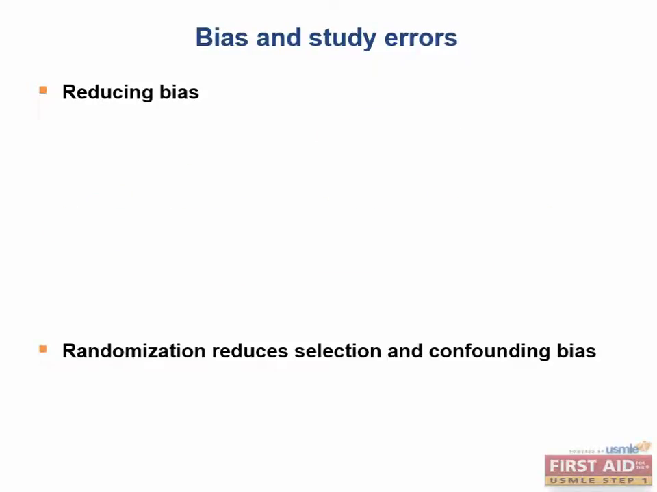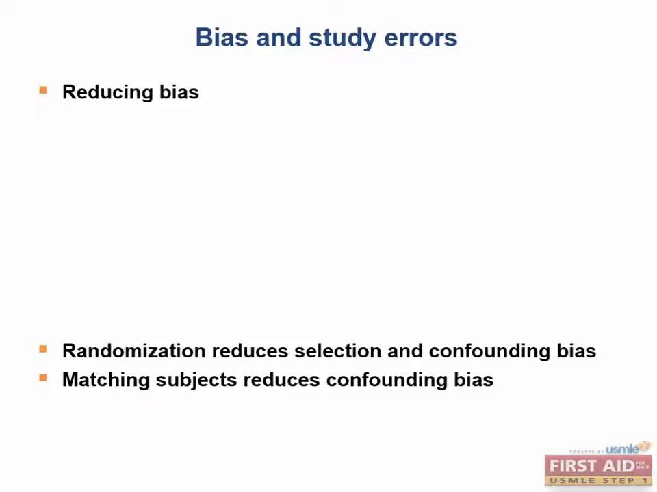Randomization is very effective at reducing selection bias and confounding bias. And finally, matching subjects so that the groups being compared only differ by one important parameter is a good way to reduce confounding bias. It can be hard to keep track of so many different types of biases, so let's try an example question.